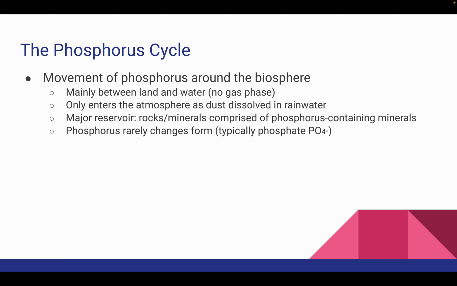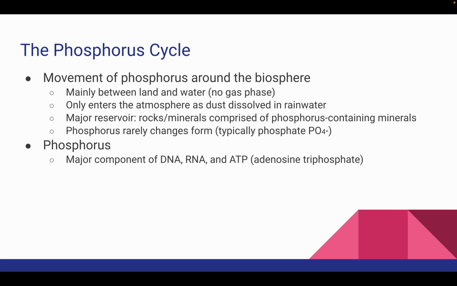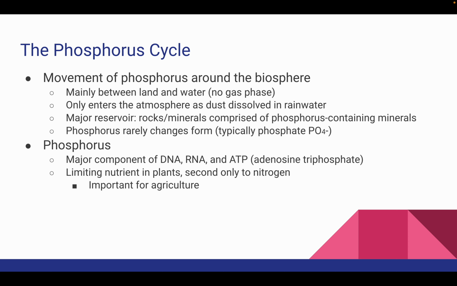Phosphorus rarely changes form. It's typically found in the form of phosphate or PO4-. So phosphorus, why is it important to us? It's a major component of DNA and RNA and ATP, so it directly affects us. It's literally part of what we're made of. It's a limiting nutrient in plants, and it greatly affects the plants in both an agricultural sense, but also in terms of what species exist naturally in ecosystems. It's second only to nitrogen in terms of its actual impact on the environment. So it's commonly used in fertilizers, just like nitrogen is, and we're going to see the impacts of that in a moment.